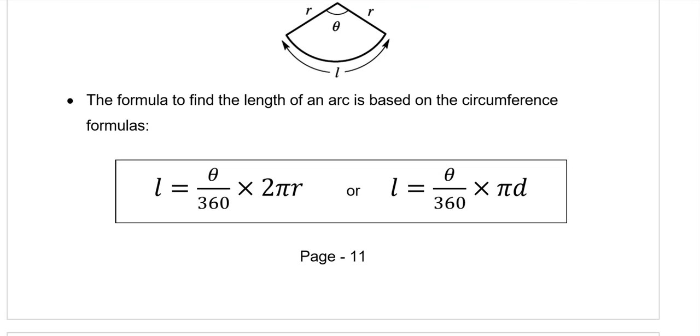So the formula to find the arc length, there are two of them because we have two formulas for circumference. The one that we were just working on was this one. The arc length was the angle over 360 times by pi d. However, a lot more often, you're actually given the radius because it's the radius that's cutting the sector into its pieces. So this formula is actually probably more useful. It's theta over 360, and you times it by 2 pi r, which is our other circumference formula.